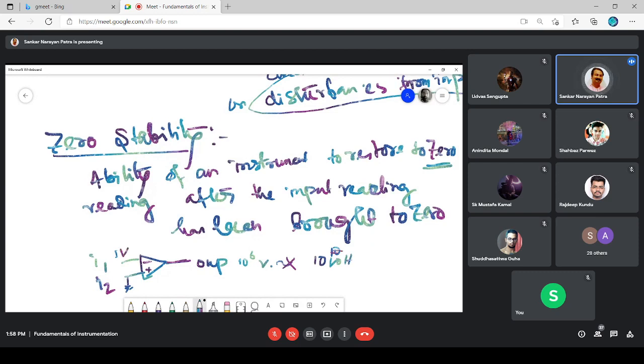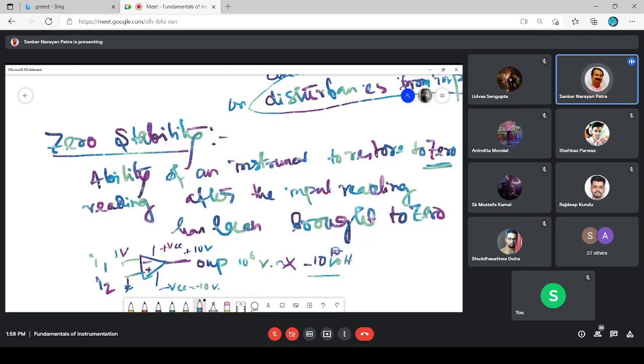If this is 1 volt, it will be minus 10 volt. Why will it be minus 10 volt? We connected here minus VCC, that is minus 10 volt, and there is plus VCC connected, that is plus 10 volt. So the output will be saturated at plus 10 volt or minus 10 volt.